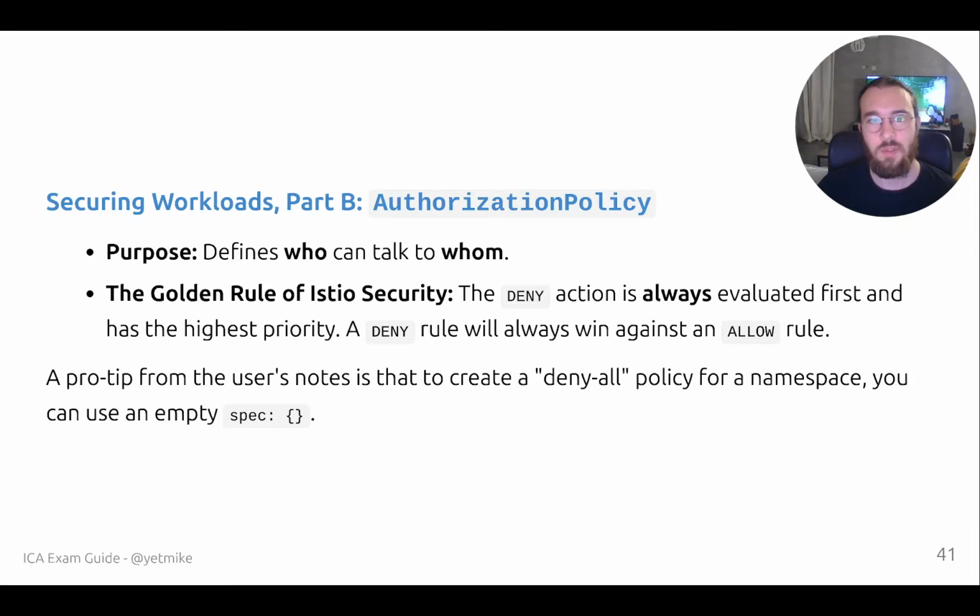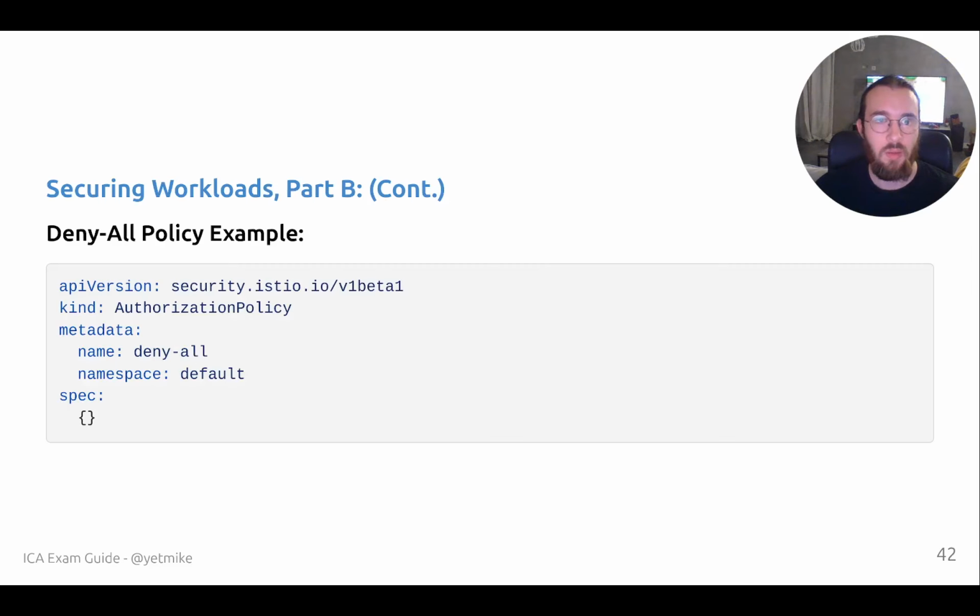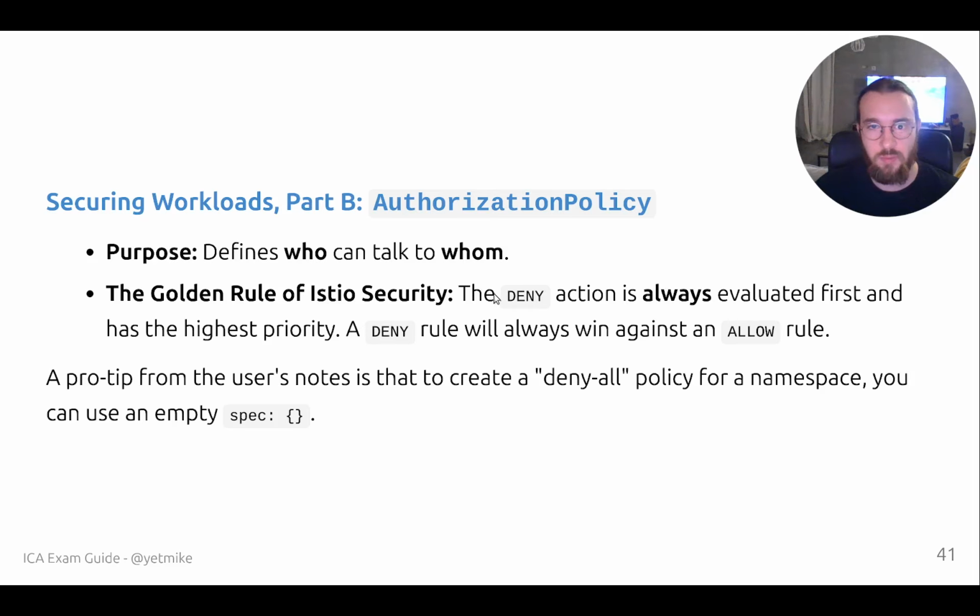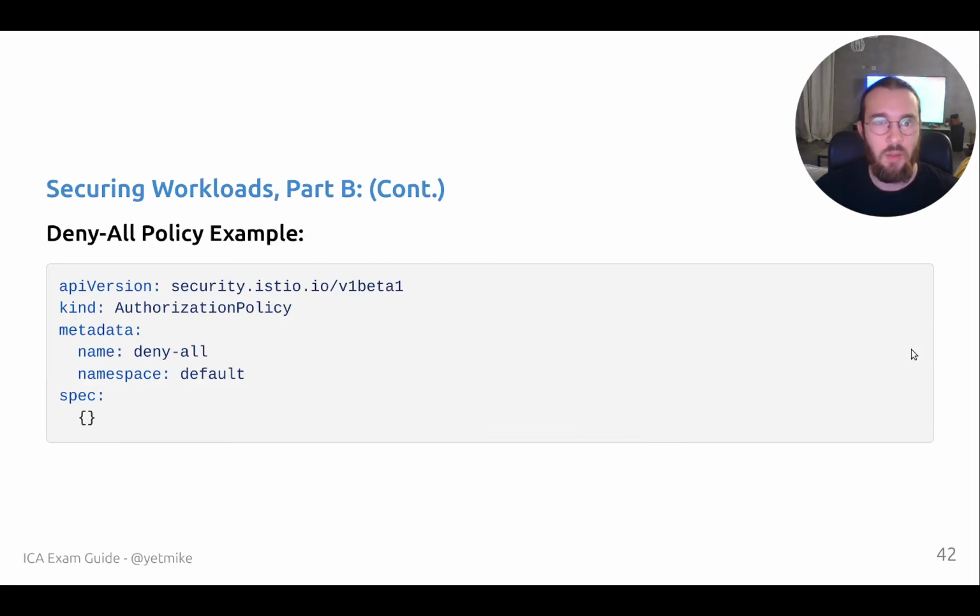The authorization policy is kind of the firewall resource where you can specify who can talk to whom. Here's the example of the deny all, and as mentioned on the previous slide, the deny action is always evaluated first and has the highest priority. A deny rule will always win against an allow rule. So if you have some allow rule and it doesn't work, one of the reasons might be that you have a deny rule.